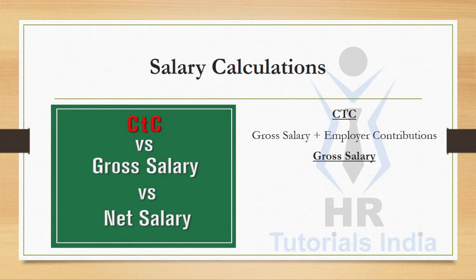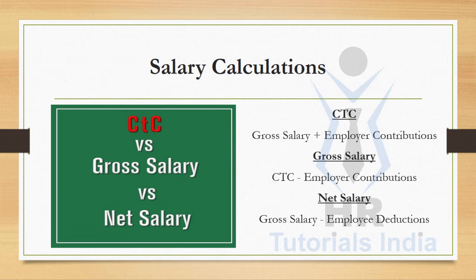Then comes gross salary. Gross salary is CTC minus employer contributions. In simple words, when employer contributions are separated from CTC, gross salary arises. Then net salary. Net salary is calculated when employee deductions are separated from gross salary. So let us see how CTC, gross salary and net salary are calculated in an Excel sheet.